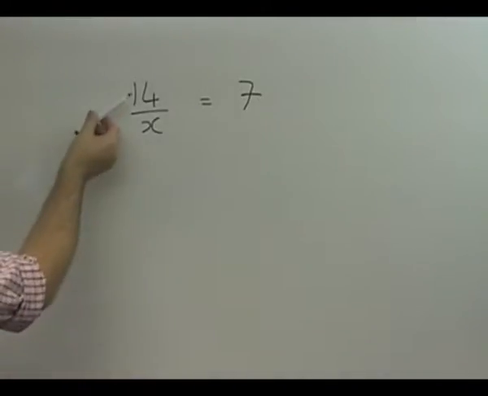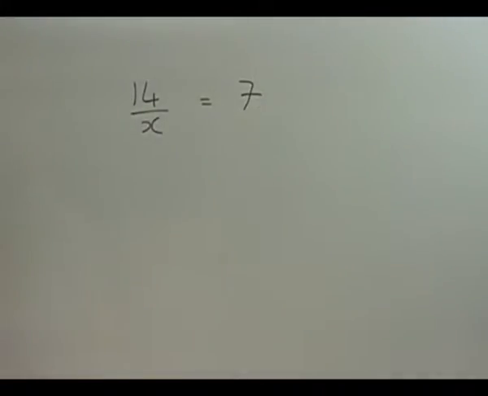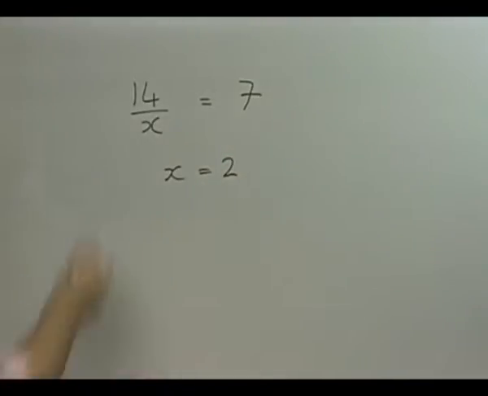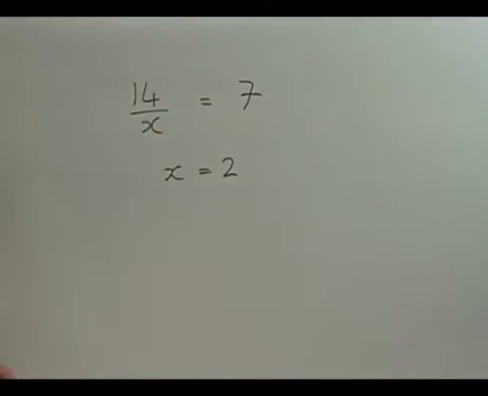If you read it out and say this is 14 divided by something is 7, you ought to be able to work out that x is 2, because 14 divided by 2 is 7. So in situations like this, where it looks a bit weird, don't panic, just pause, read it out to yourself, either in your head or out loud, and you can work out that x is 2.